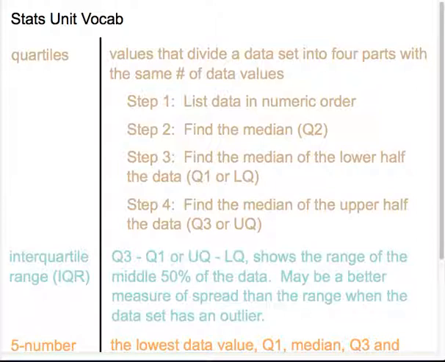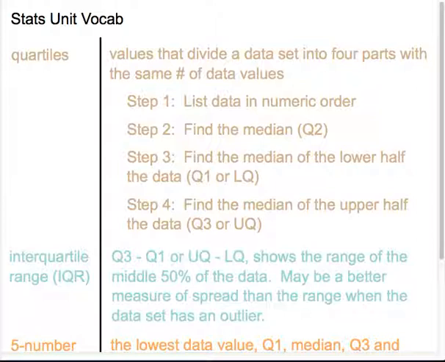In order to find the quartiles, your first step is to list the data in numeric order. And then you find the median, which is also called quartile 2. You'll very rarely see that as quartile 2. But that's why we have in step 3 finding quartile 1 by finding the median of the lower half of the data, and then step 4 finding quartile 3, which is the upper half of the data.